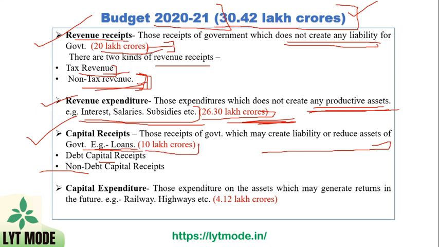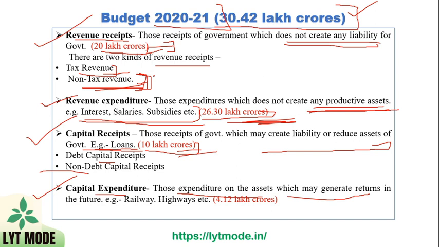The estimated budget for the capital receipt for this year is 10 lakh crores. This is the approximate estimated budget. And the fourth category is capital expenditure. These are expenditures on assets which may generate returns. These are the expenditures which the government makes on basic infrastructure for the future, like railways, highways, metros, that may generate returns in the future. So that all comes under capital expenditure.